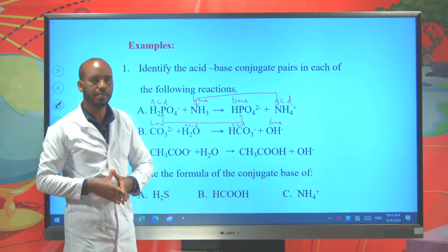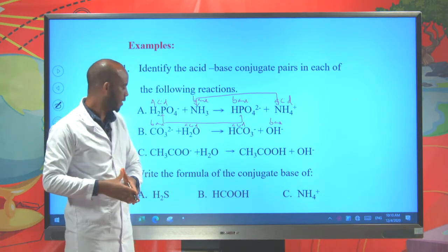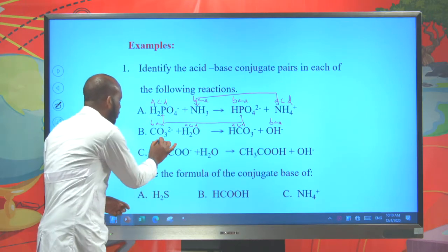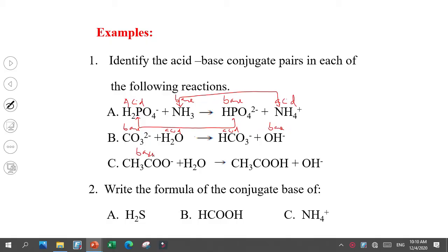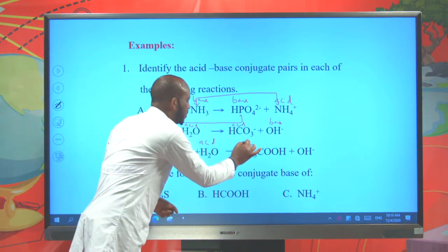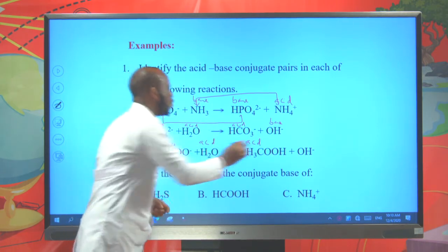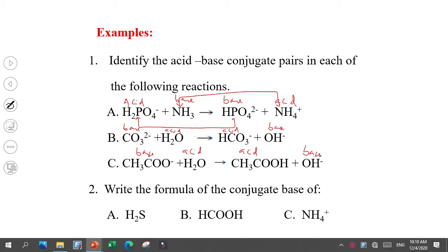Acetate plus water gives acetic acid plus OH minus. Acetate is the base. It accepts a proton from water. Water is an acid. It donates a proton to acetate. And OH minus is the conjugate base of the acid water. Now, acetate and acetic acid are conjugate acid-base pairs. Water and OH minus are also conjugate acid-base pairs.